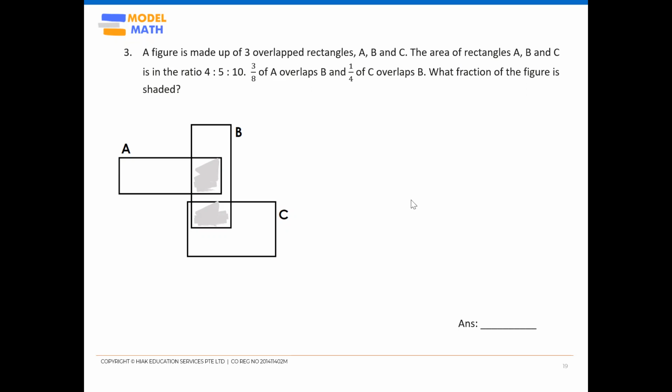So we have a diagram here. What they have given us is a whole rectangle A, a whole rectangle B, and a whole rectangle C. Now, of course, this is going to be complicated because the three rectangles are all overlapping one another. And if you notice, these two shaded parts are also the overlapped areas.